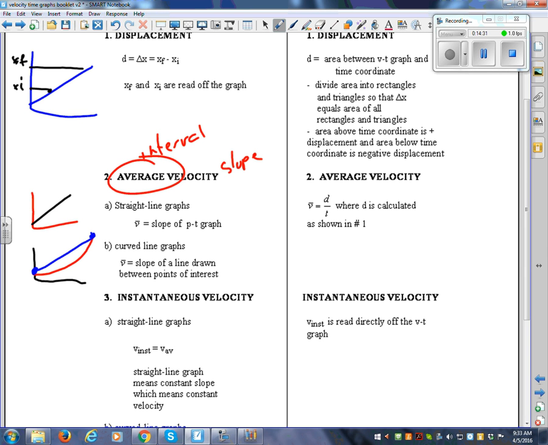Is physics as hard as you thought it would be? Harder? About what you expected? Okay.